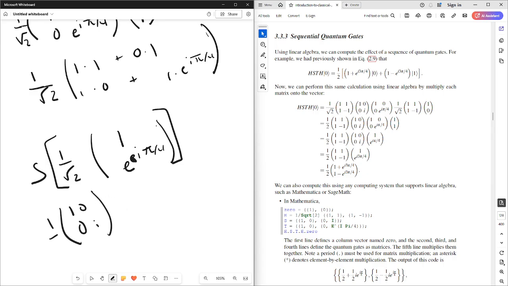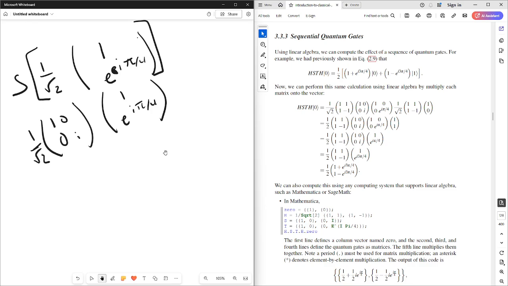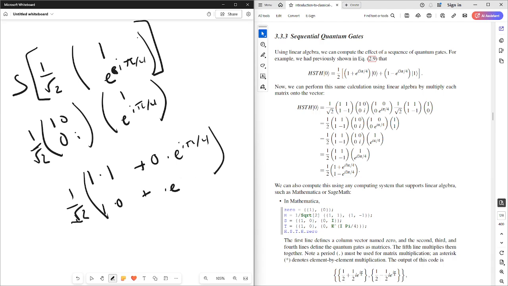We'll pull this 1 over square root of 2 out and just let that trickle on down. 1, e raised to the i pi over 4. Similar to the step before: 1 times 1 plus 0 times e to the i pi over 4, and 1 times 0 plus i times e raised to the power of i pi over 4.